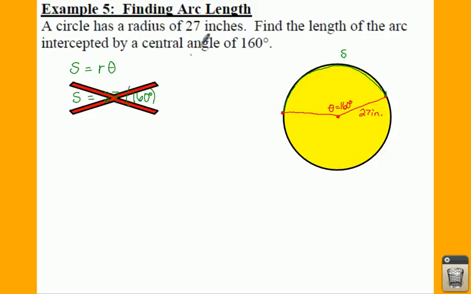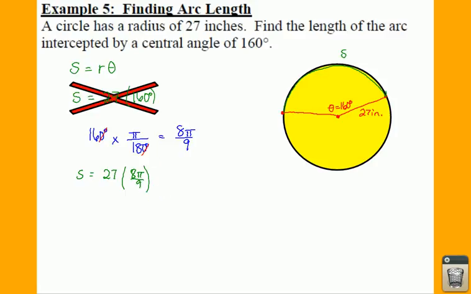But you need to convert your 160 degrees into radians. So we need to multiply this by pi over 180. And when you do that, your zeros cancel. You get 16 over 18, which is just 8 pi over 9. So this is your radian measure. So to find your arc length now, S equals 27 times 8 pi over 9.